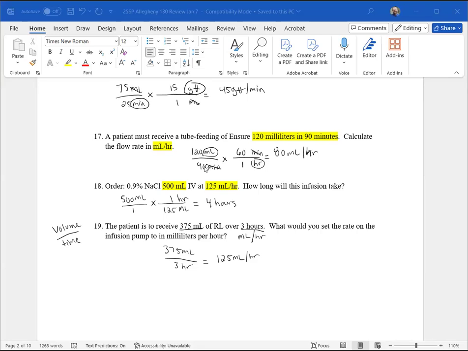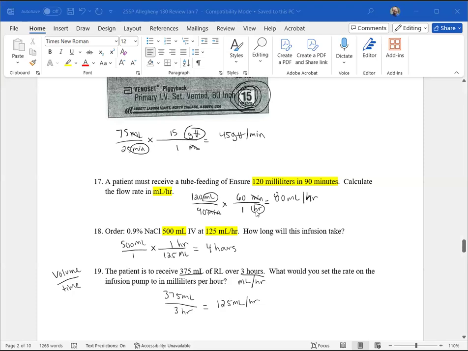Over the different semesters, students have done this a couple different ways. Most people are familiar with, okay, 90 minutes is an hour and a half. So they might just take the 120 ml and divide it by 1.5 hours, and you still get the same answer, 80 milliliters per hour. You just have to remember to reduce the fraction. Or if you don't like dealing with decimals, then the alternative way is just converting minutes to hours, which is good practice anyway, because you probably need to know how to do some of that.